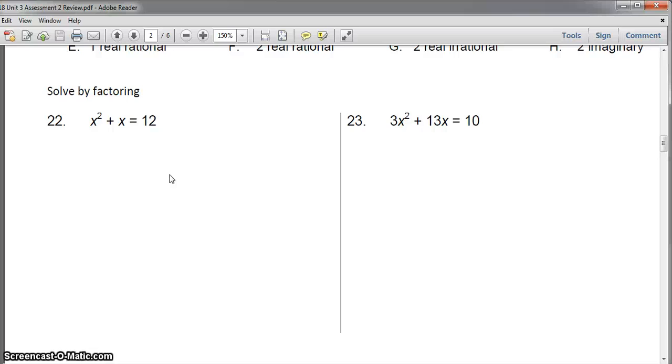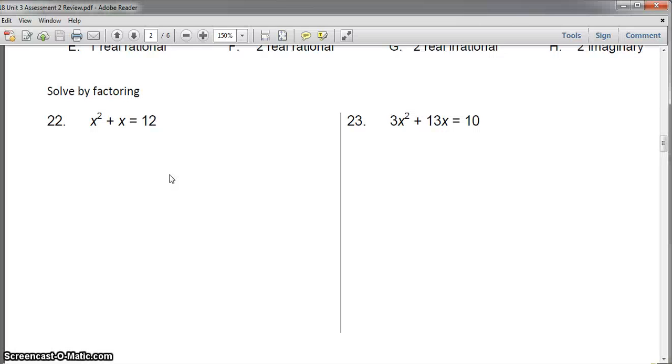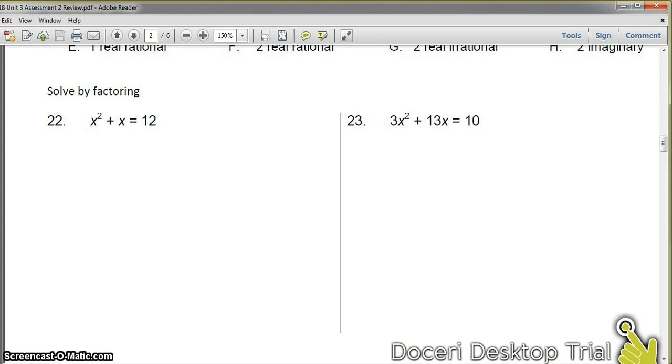So the first thing you should do is to actually move the 10 to the other side by subtracting 10. You do that, so your equation now in standard form is 3x squared plus 13x minus 10 is equal to 0. Now remember, you always have to find what AC is equal to. So A is 3 and C is negative 10. So AC is going to be 3 times negative 10, which is negative 30.